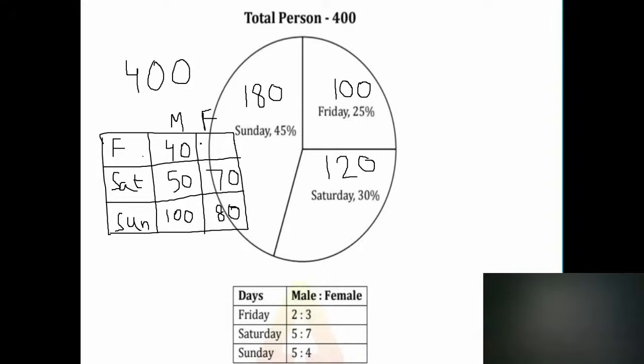So for Friday males is 2:3 ratio. Saturday male and female ratio is 5:7. Sunday male and female ratio is 5:4. So these are the numbers. With this we can solve our remaining questions. So just note this table on a piece of paper so that we will be solving the other questions. We have around 3 to 4 questions in this set of data.